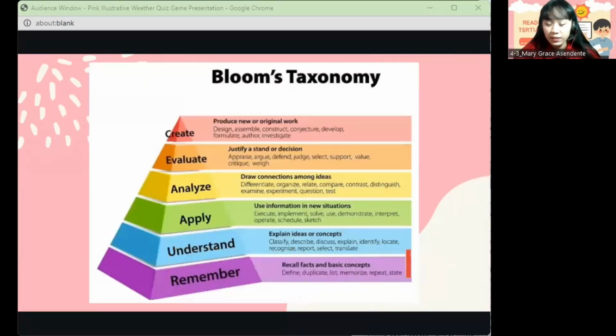These types of activities target the first level of cognitive learning according to the revised version of Bloom's taxonomy, which is remember. This is also the lowest level of cognitive learning. Its purpose is to test the student's ability to recall, retrieve, and recognize facts and basic concepts.